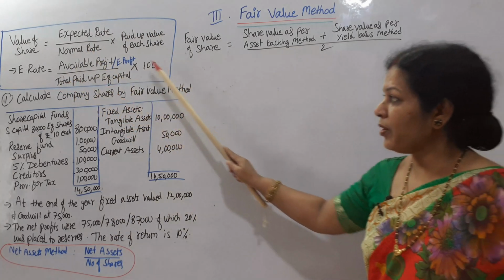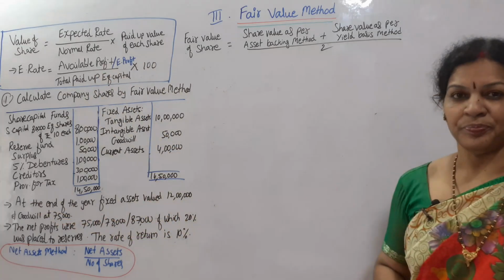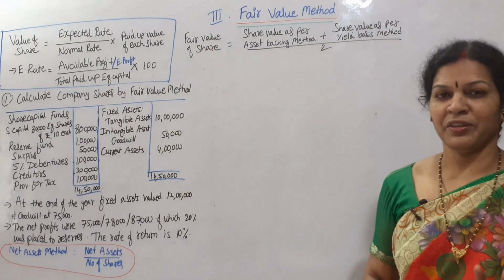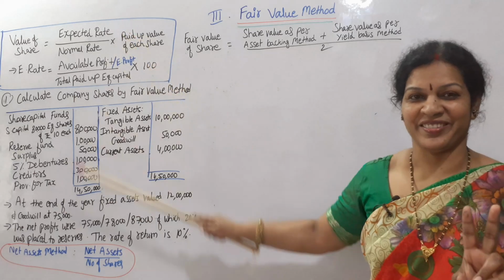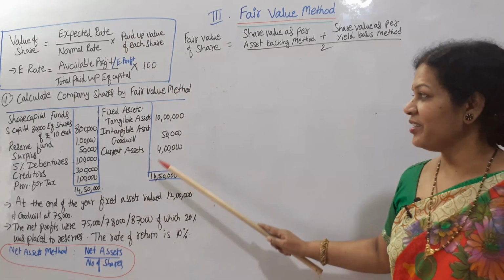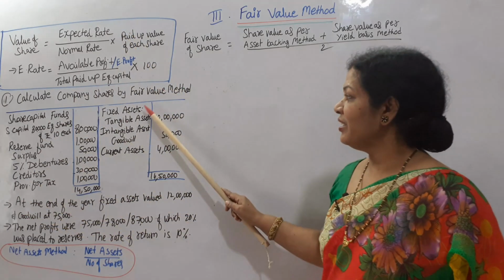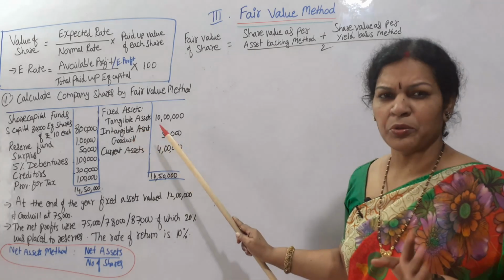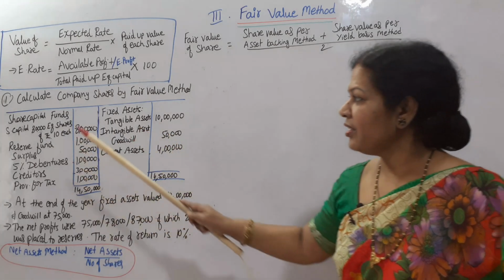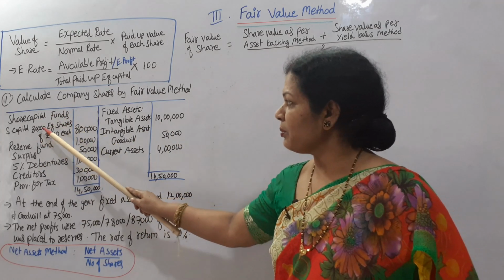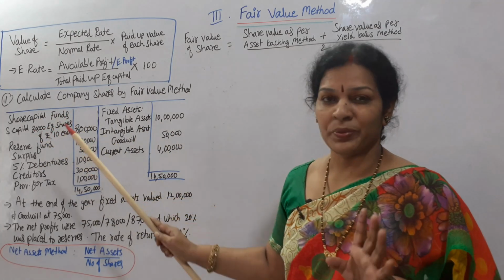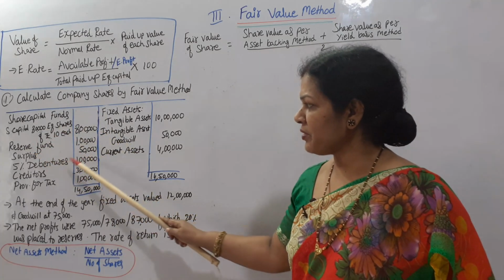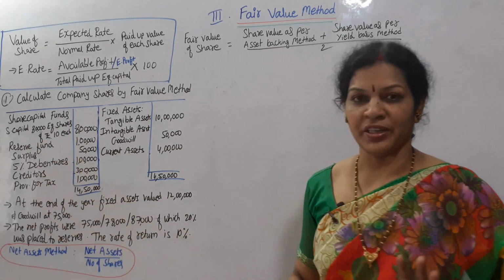Okay. Now the problem is given to us. Calculate the company's shares by the fair value method. Fair value means you have to calculate both methods and take the average. Now what is given to us? Balance sheet. Fixed assets, tangible assets. Intangible assets means only goodwill is given to us, and current assets. On the liability side, share capital. Share capital is 80,000 equity shares of 10 rupees each, which means it is 8 lakh. Then reserve fund, surplus, 5% debentures, creditors, provision for tax.